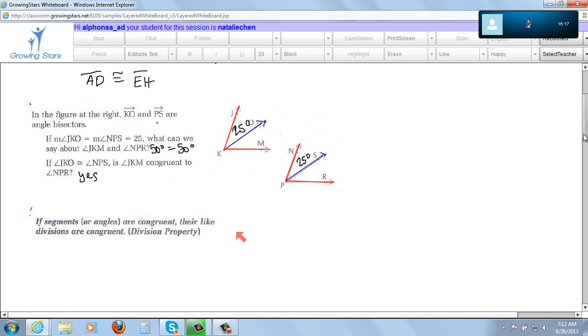Now, this one, if segments or angles are congruent, their like divisions are congruent. Division property, and also multiplication. This is known as a postulate or axiom. Then we have seen the theorems, which we are able to prove with the help of the postulate.